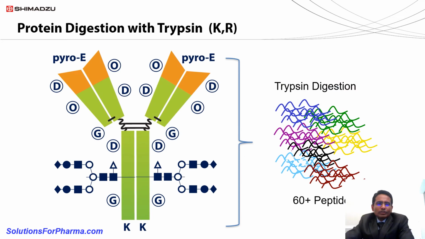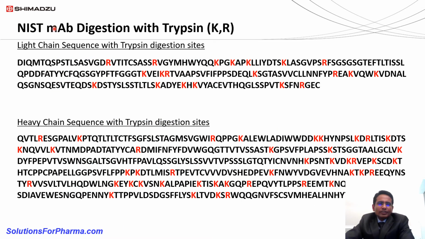We have also done the protein digestion with trypsin for the lysine and arginine sites, and here I am going to show some of the results. This is NIST mAb digestion with trypsin, and you can see the digestion sites, that is R and K for the light chain, and the same thing for the heavy chain on the bottom panel.